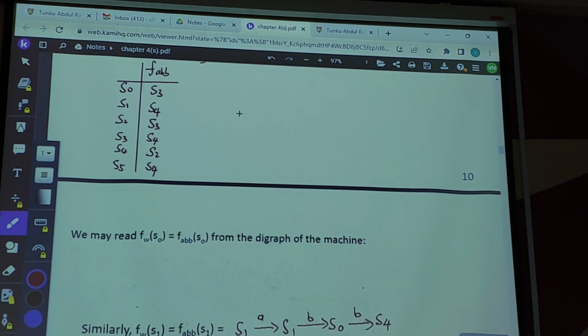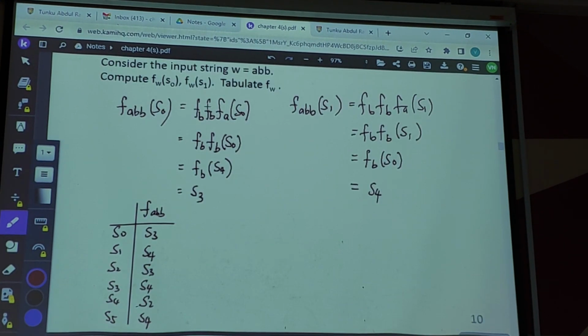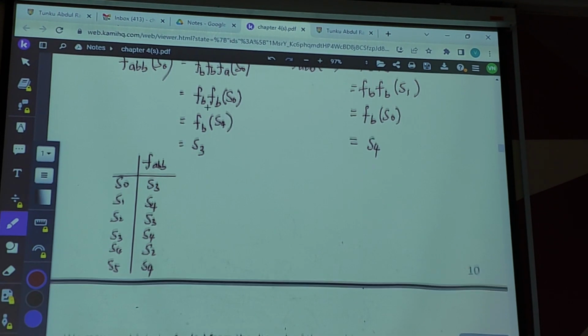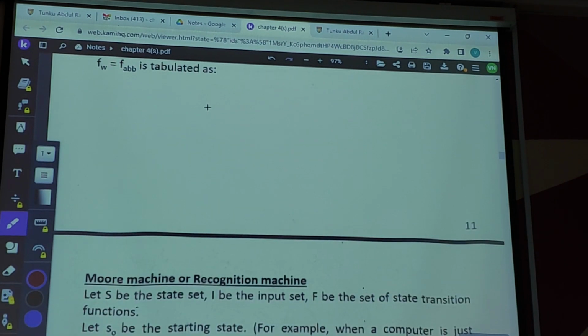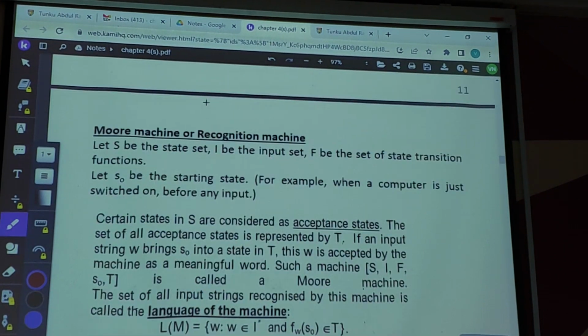Now, it's up to you which method you want to use, either this one or using this function. The answer you get will be the same. So that is the word transition function. Now the next part will be the Moore machine. It is 9 o'clock already. Do you need a break? Okay, later I will continue with the Moore machine.